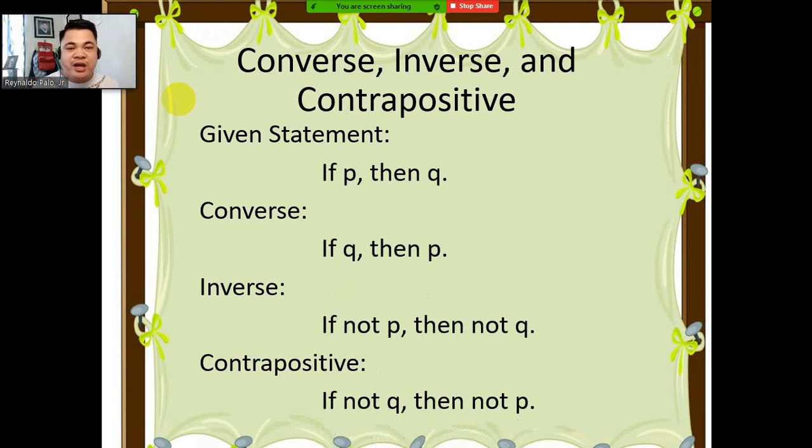That's it for today. We were able to have a brief introduction to geometry, types of reasoning, deductive and inductive, and statements: conditional, converse, inverse, contrapositive, and biconditional.